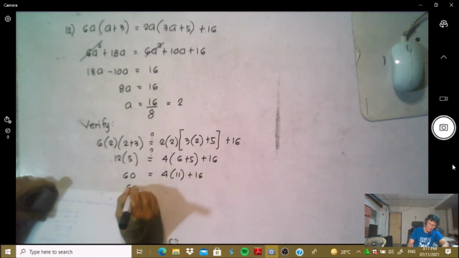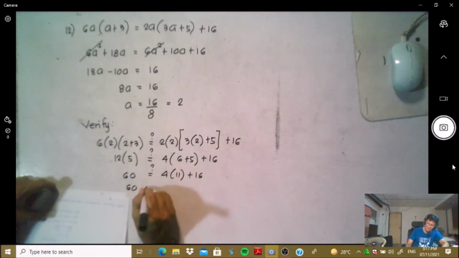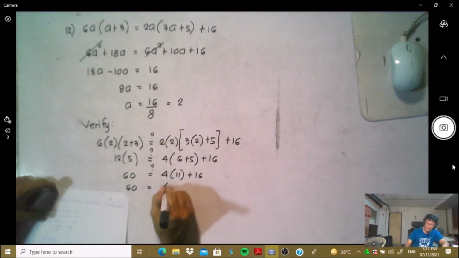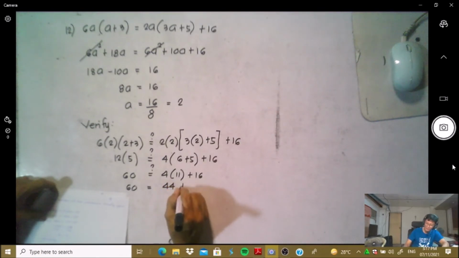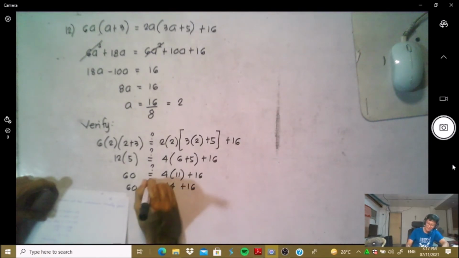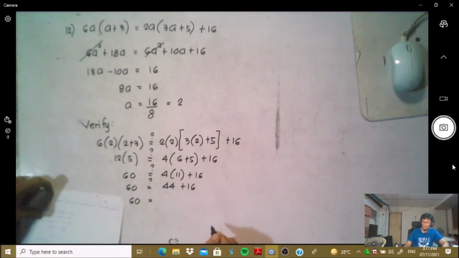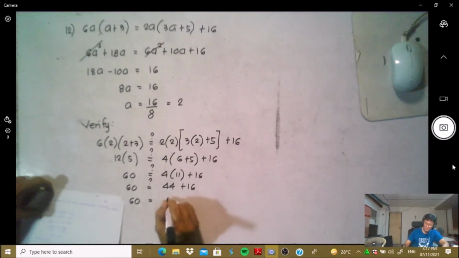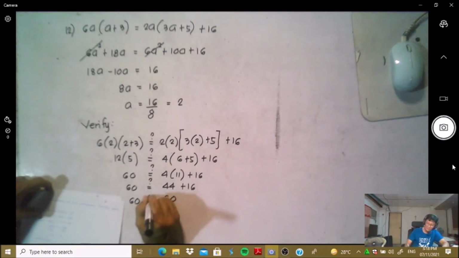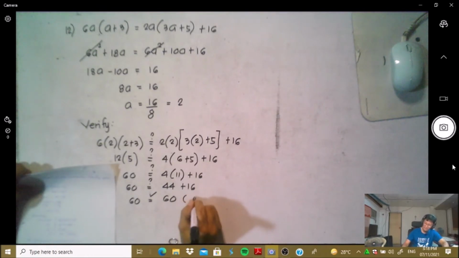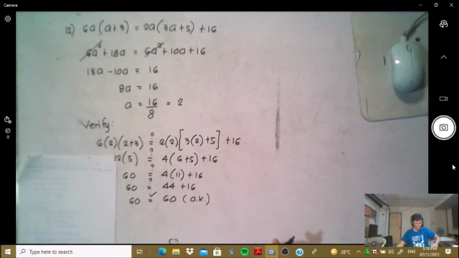Therefore, we have 60 equals 44 plus 16. Okay, and therefore we have 60 is equal to 44 plus 16 is equal to 60. Therefore, our answer is correct. And therefore, it is verified. Okay. That is for number 12.